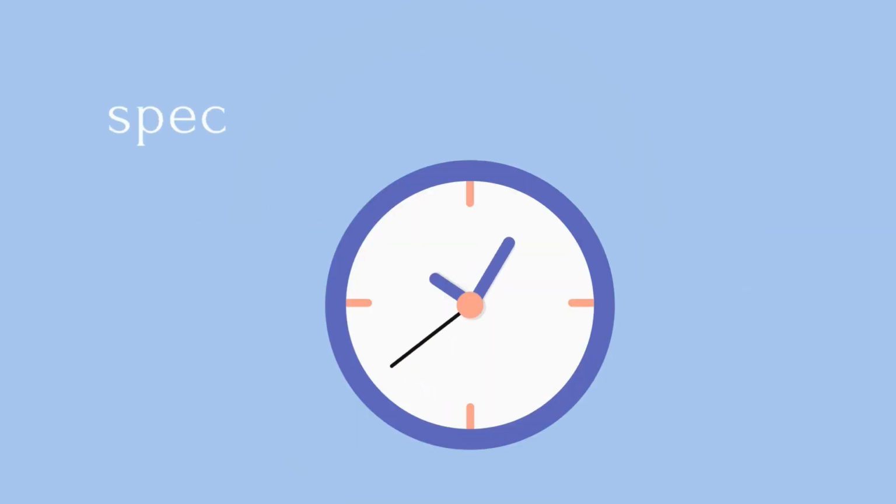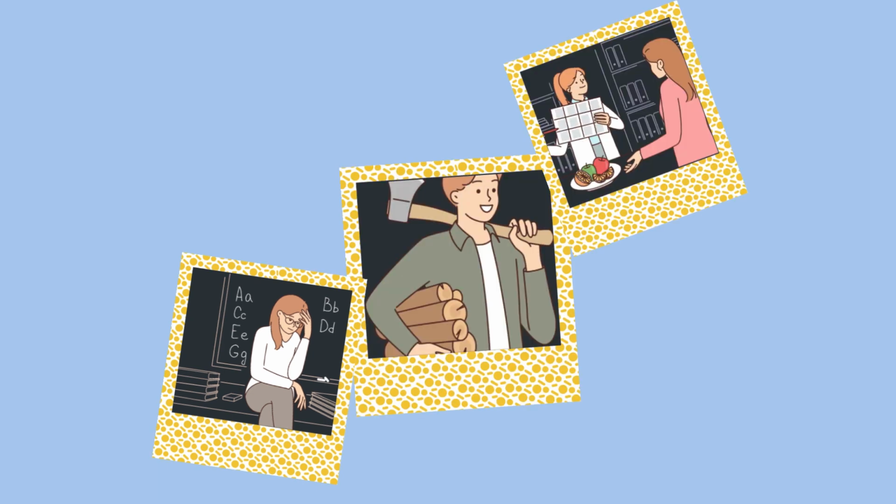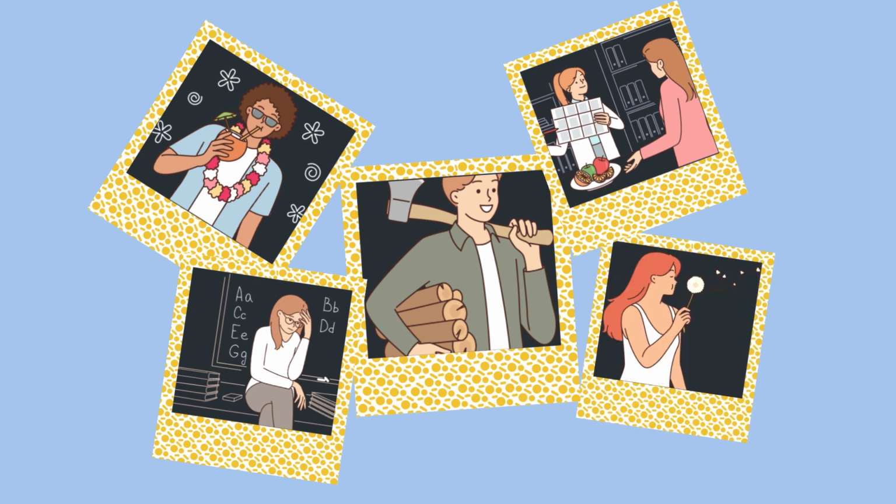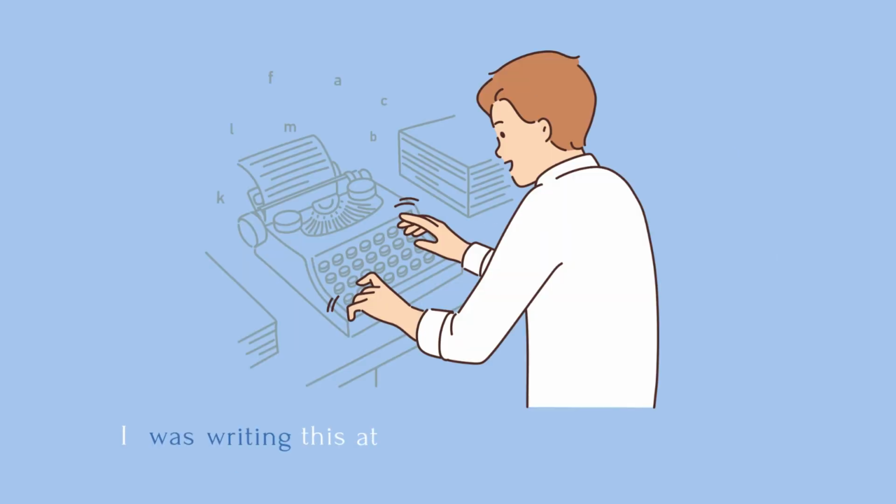First, actions in progress at a specific time. This is the most common use. It describes what someone or something was doing at a particular moment in the past. Examples: I was writing this at 7 a.m.